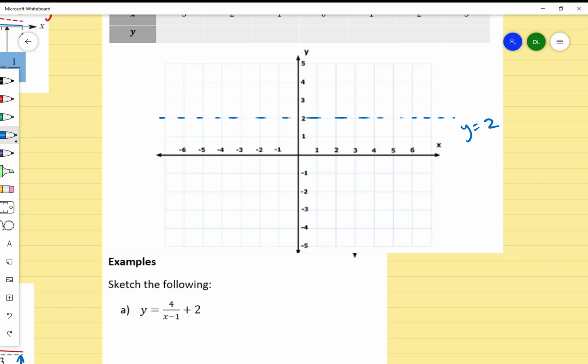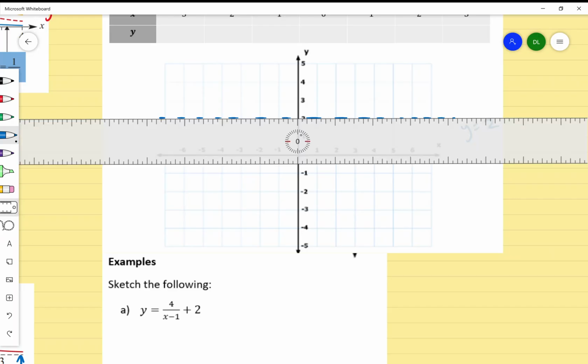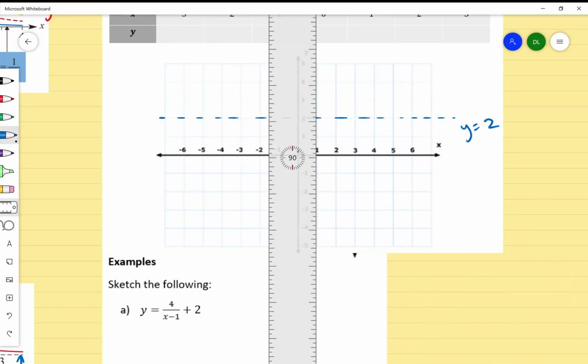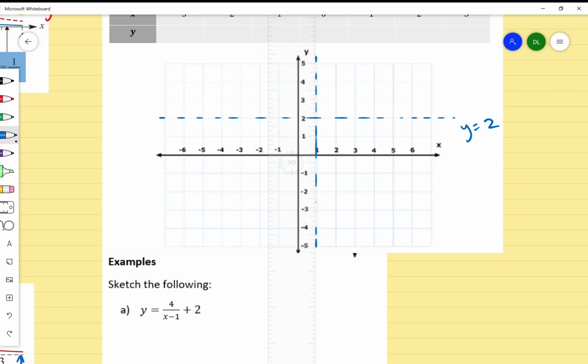Next, I know that my vertical asymptote is going to be where x is +1. Remember, it's inside the fraction. We treat it like it's inside the bracket for when we did our parabolas. I'm going to go ahead and draw that dotted line there as well, and that's going to be my x equals +1.